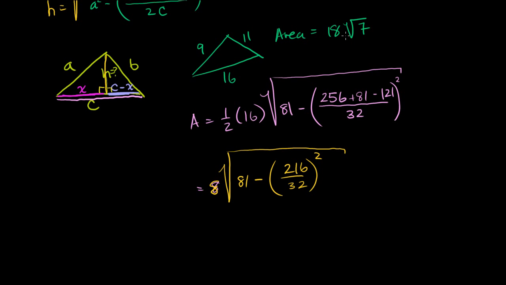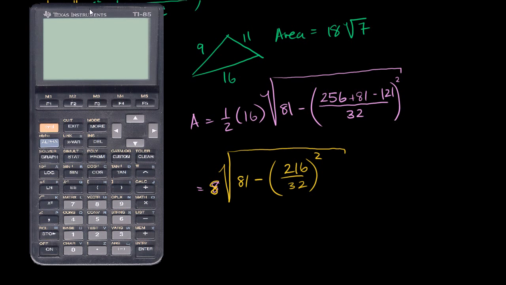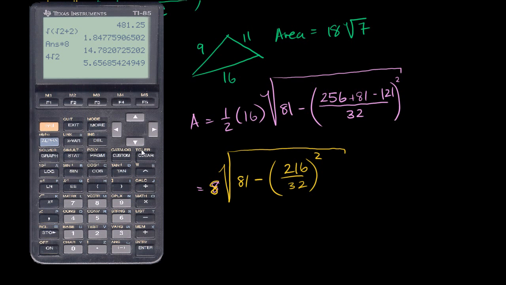I'm really just trying to show you that these two numbers should give us the same number. So if we turn on our calculator, first let's figure out what 18 square roots of 7 is. 18 times the square root of 7. This is what we got using Heron's. We got 47.62. Let's see if this is 47.62. So we have 8 times the square root of 81 minus 216 divided by 32, squared. And then we close our square roots.